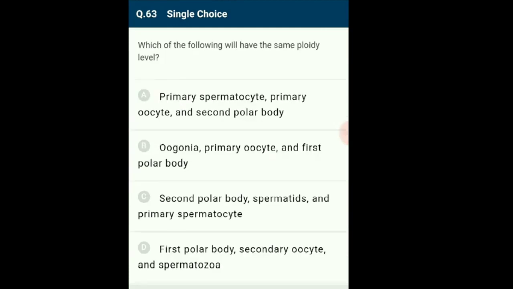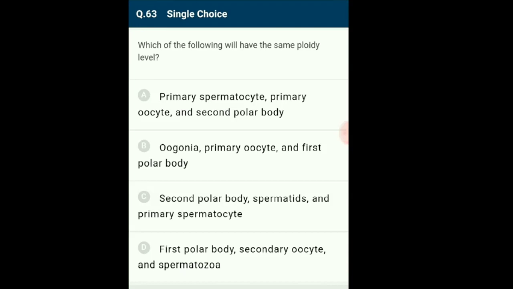Question number 63. Which of the following will be level? In human females during oogenesis, the diploid structure with 46 chromosomes, that is 44 autosomes and 2 X chromosomes, is oogonium, which divides mitotically and gives rise to the primary oocyte.